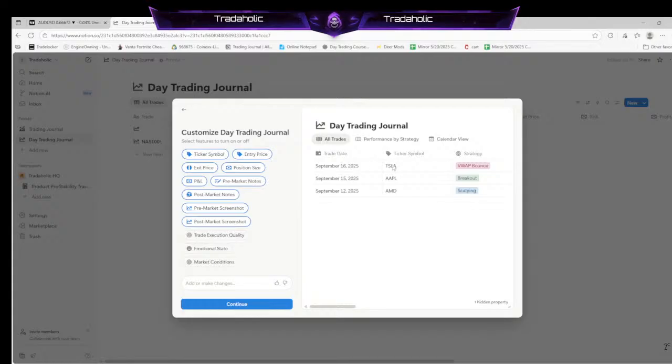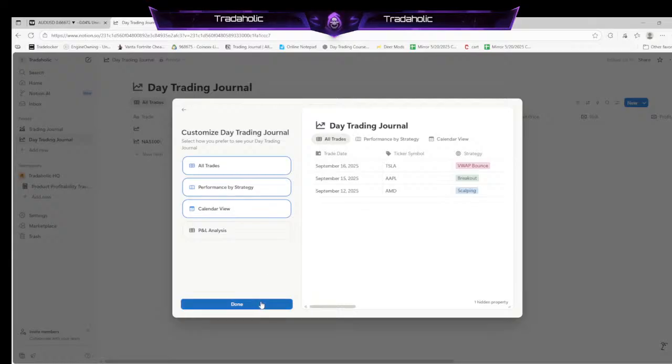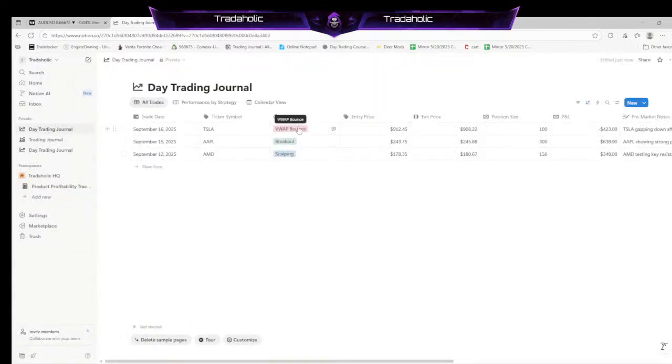It has a trade date, a ticker symbol. A ticker symbol just means what pair or what asset you're trading, whether you're trading NASDAQ, US30, gold, whatever. That's what ticker symbol is for. And it has a section for strategy as well, based off whatever strategy you trade. If you trade VWAP, then you can have that. If you trade breakouts, it will be breakouts. I trade break and retest.